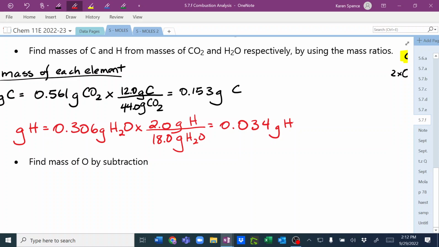Okay. So, my friends, here we are. We have grams of carbon. We have grams of hydrogen. What comes next? Mass of oxygen.